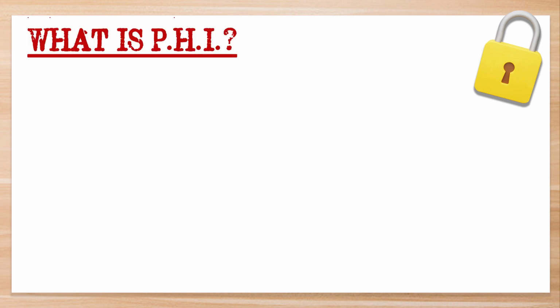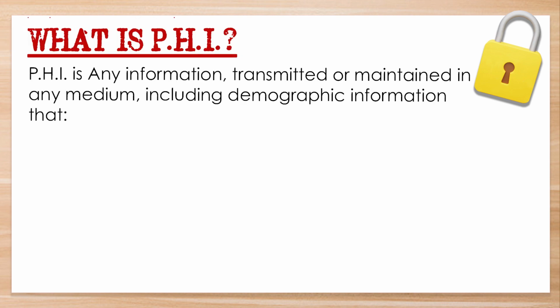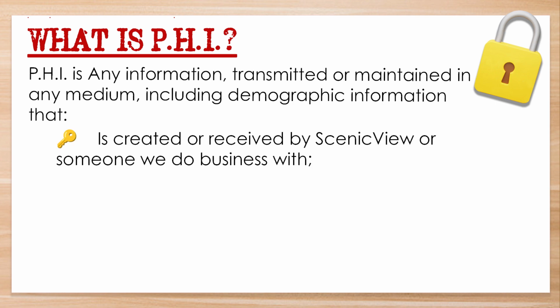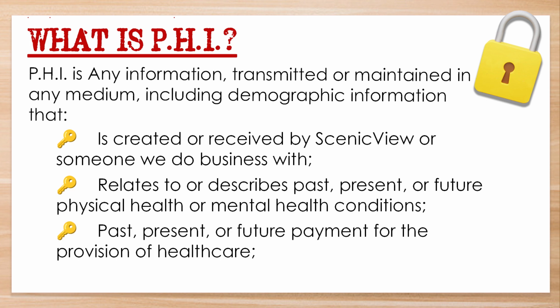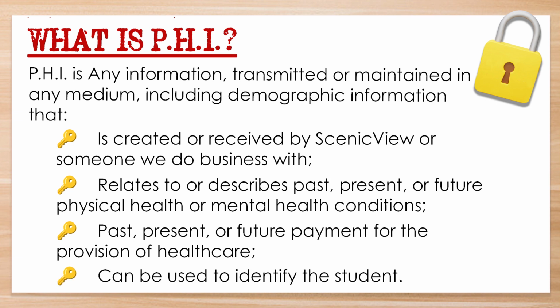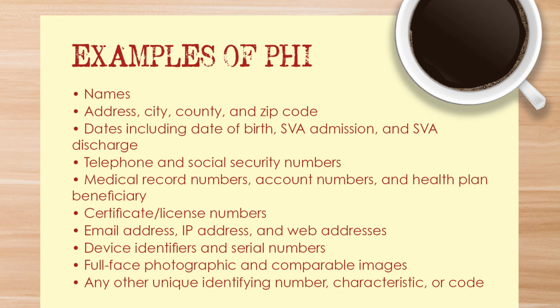What is PHI? PHI is any information transmitted or maintained in any medium, including demographic information that is created or received by Scenic View or someone we do business with, relates to or describes past, present, or future physical health or mental health conditions, past, present, or future payment for the provision of healthcare, and can be used to identify the student.